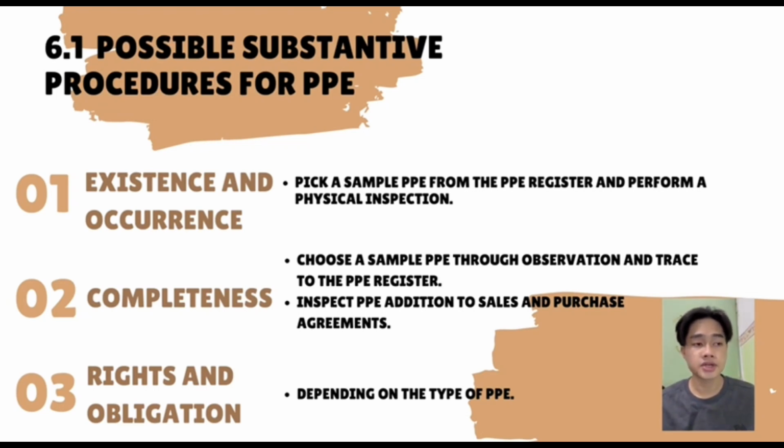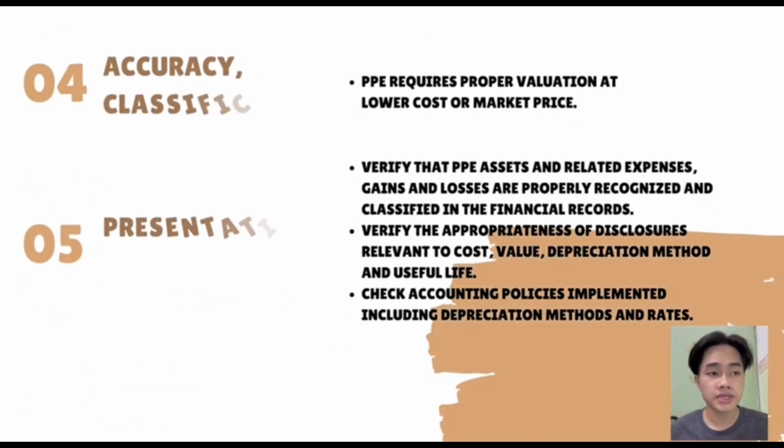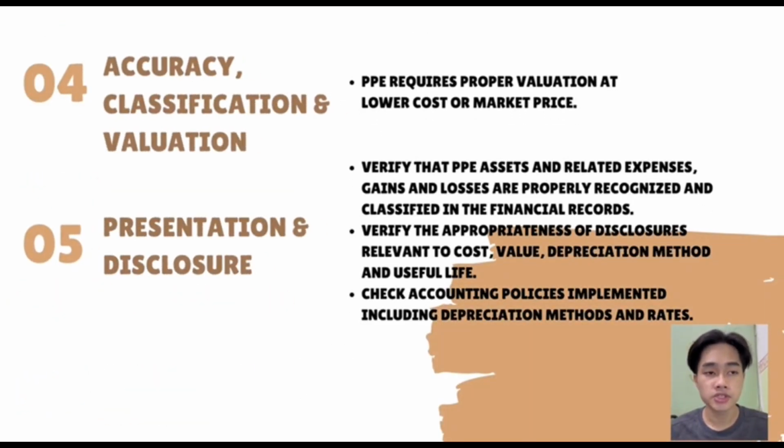The third assertion is rights and obligations. Depending on the type of PPE, if freehold, the auditor will inspect the title deed. If motor vehicles, the auditor will check vehicle registration document. If leasehold land and building, the auditor will check the lease agreement, and for other PPE, the auditor will check purchase invoice.